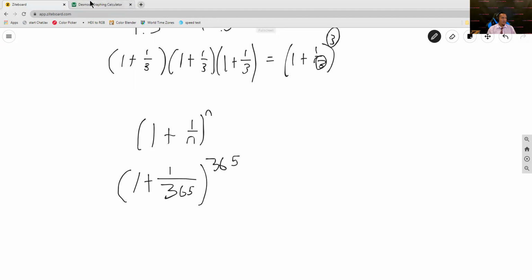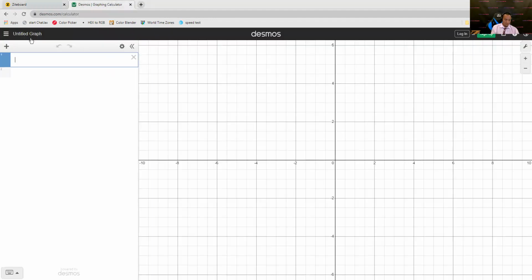In fact, let's go ahead and put it in. You can even put it into decimals. You just do 1 plus 1 over 365 to the 365, and you're going to get 2.714.